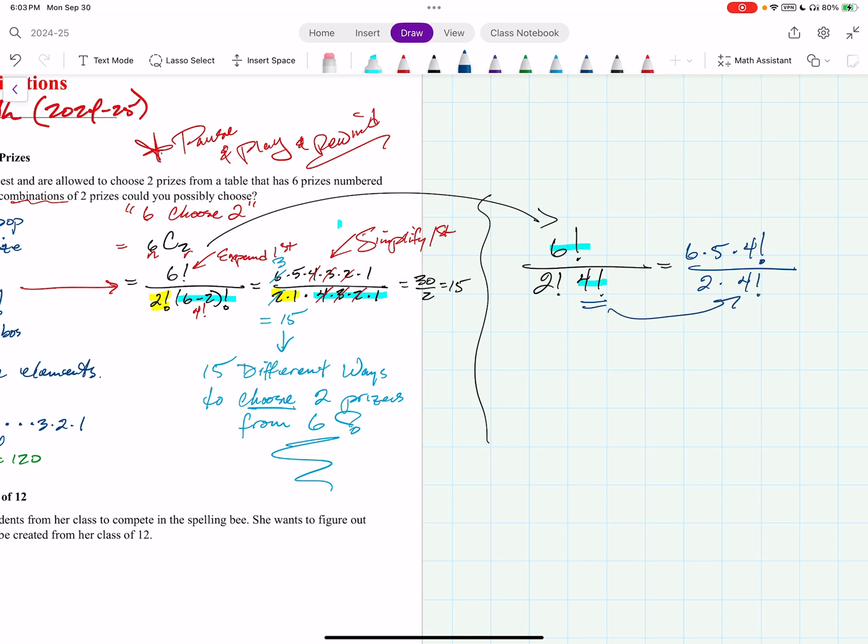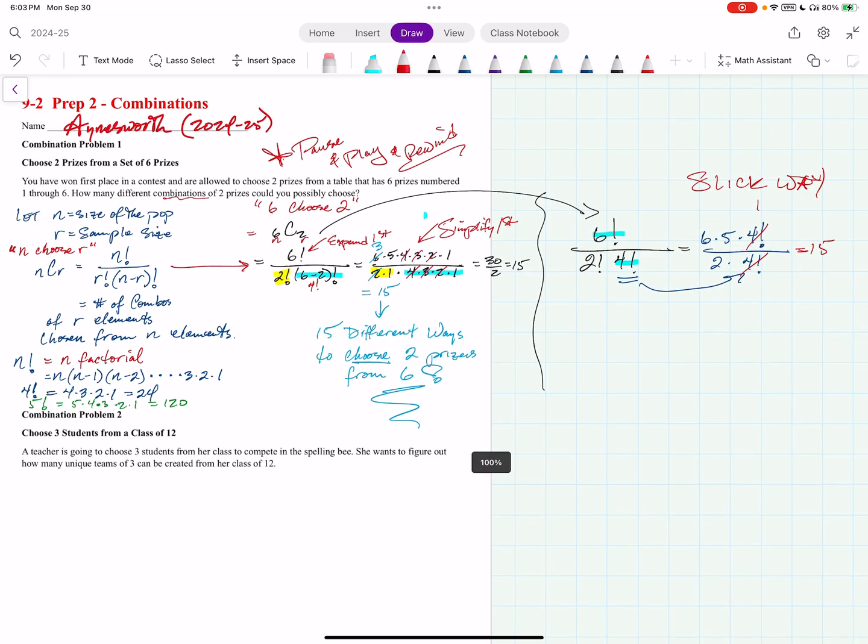The reason I can stop there at 4 factorial is because I know that anything divided by itself is 1. So these simplify to 1, and I get the same thing again. 30 divided by 2 is 15, and then you're done. So this is the slick way. The most efficient way to handle it is to stop at the highest factorial, simplify, and then boom, you're done in seconds. And notice I did not use a calculator.